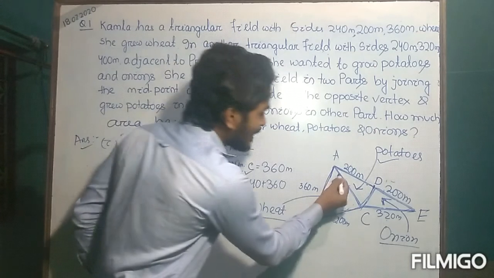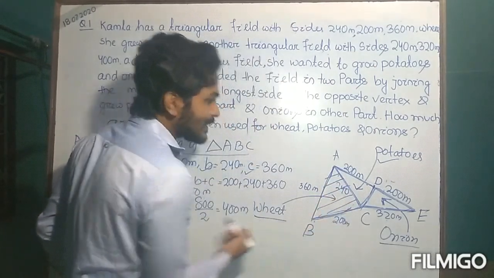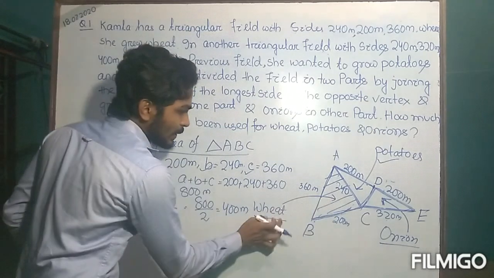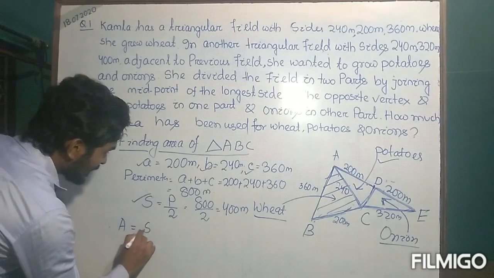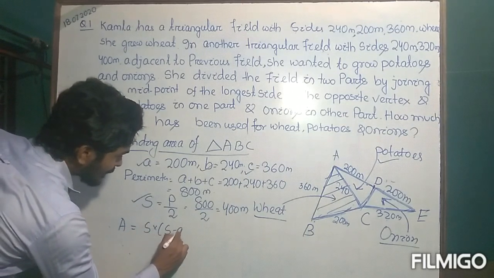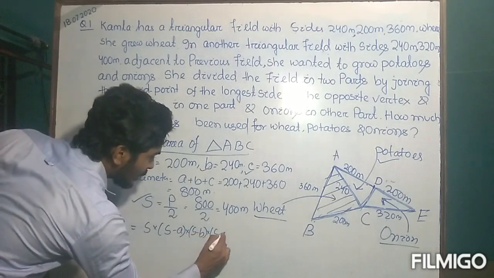Now we have to find the area in which she will grow wheat. In this area she will grow wheat, so find the area. The area formula is square root of s into s minus a into s minus b into s minus c.